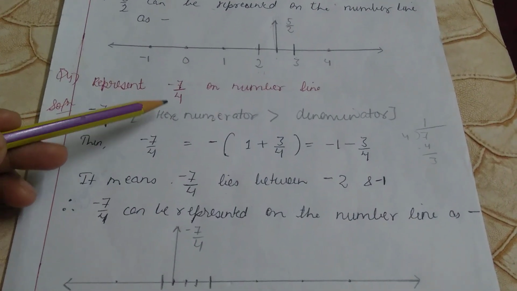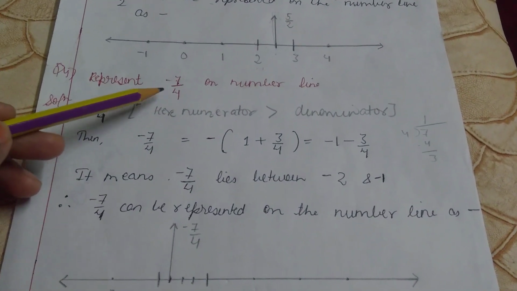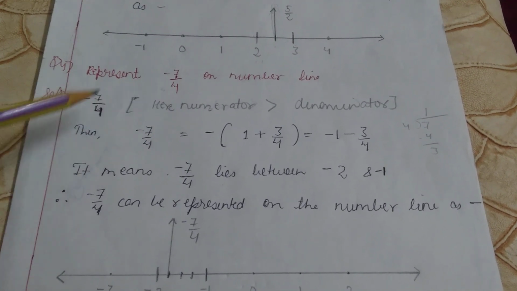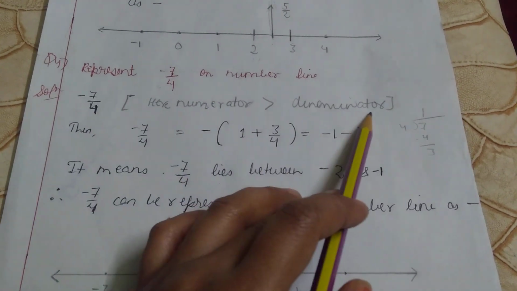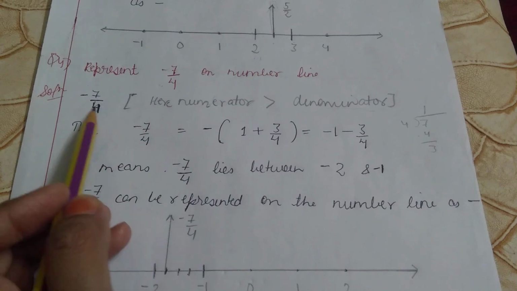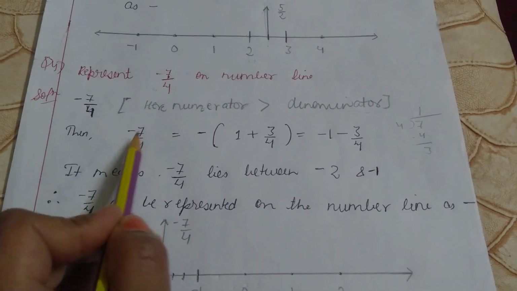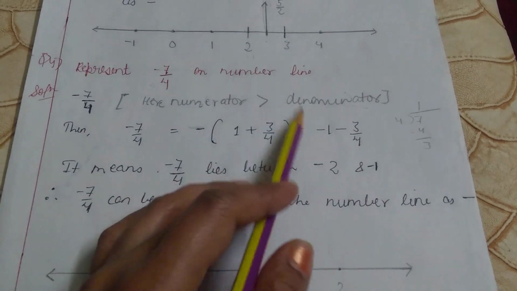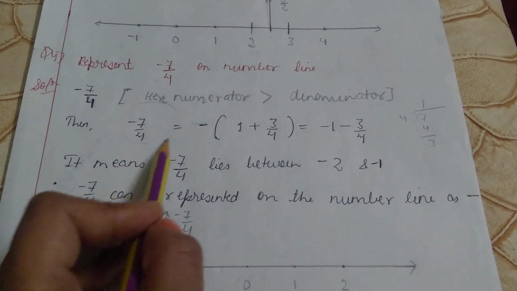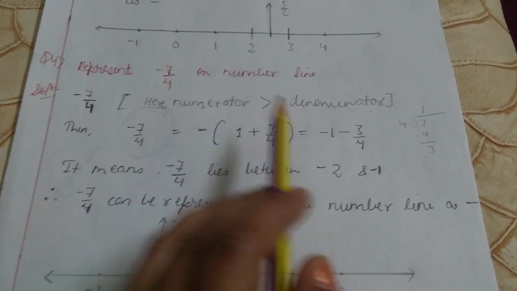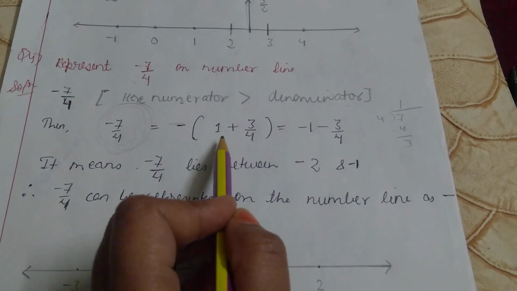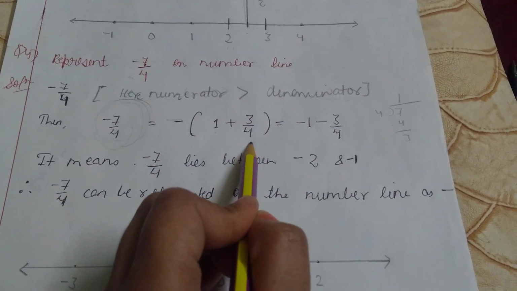Now next, whenever there is a negative sign before an improper fraction, in this case also the numerator is greater than the denominator. It means it is an improper fraction with a negative sign. Minus 7 by 4: I have taken the minus sign outside, then the bracket starts. We have to write this 7 upon 4 in mixed form. It will be 1 plus 3 by 4.